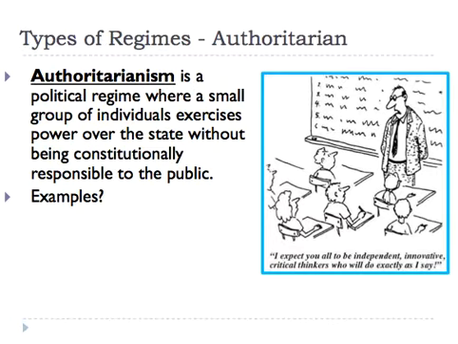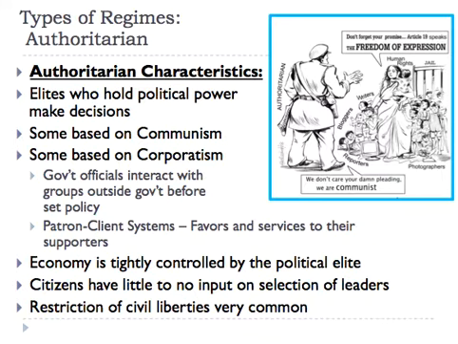Another type of regime is an authoritarian regime. A small group of individuals exercises all power over the state without having any constitution to back them. Again, you can have a single dictator, a monarchy, maybe a single political party as well. Some of those characteristics: elites hold the political power. They make all the political decisions, some based off of communism, some based off of corporatism, which we'll get into.